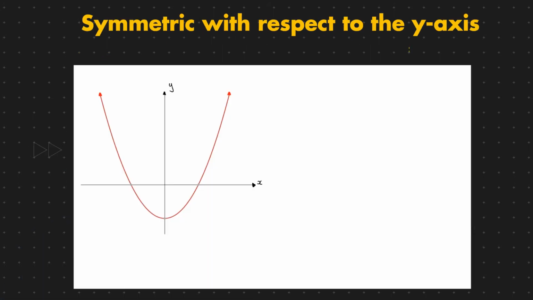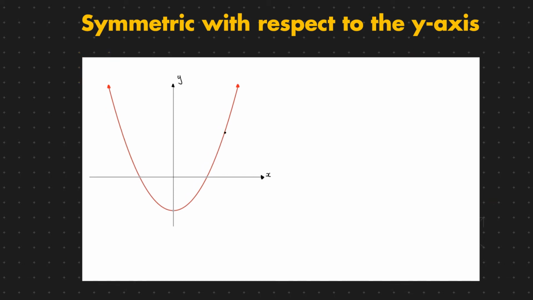The first one we're going to look at is when a graph is symmetric with respect to the y-axis. Whenever (x, y) is a point on a graph and we have a point (-x, y), which is also a point on the graph, this will mean that the portion of the graph to the left of the y-axis is a mirror image of the portion to the right of the y-axis.